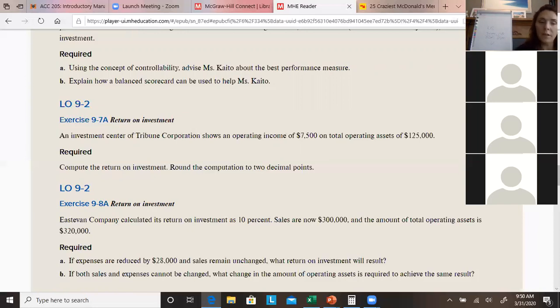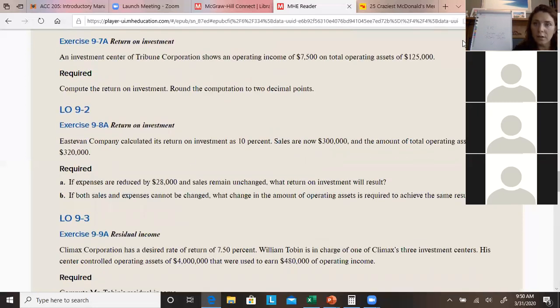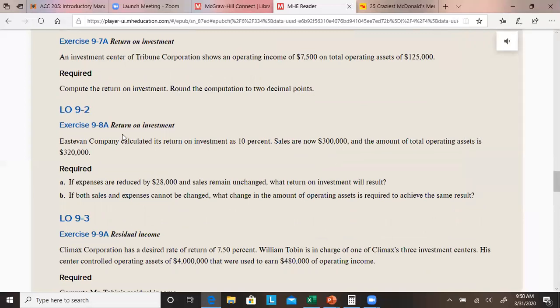So let's go on to number 8. So we calculate a return on investment of 10%. Sales are 300,000 and the amount of total operating assets is 320,000. So they want to know what the return on investment is going to be. What I would do if I were you is write out your formula. You're going to have to manipulate it a little bit, just with a little bit of algebra.